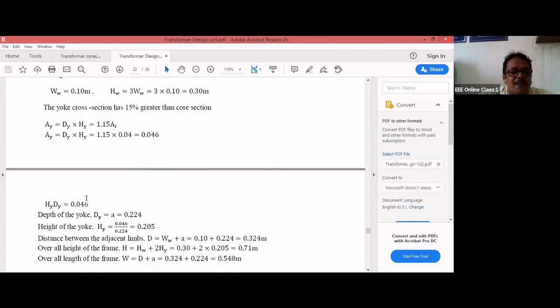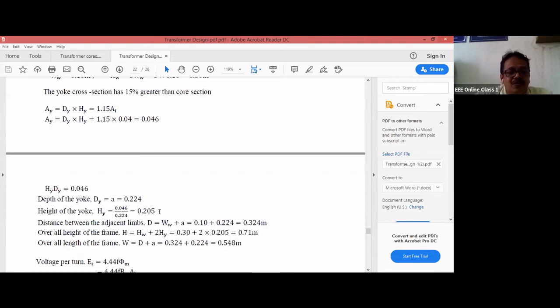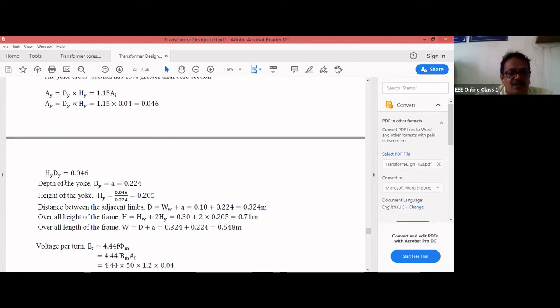So the area is got. Then the depth of the yoke. The depth of the yoke is nothing but Dy is equal to A, 0.024. And once you know the depth of the yoke, you can calculate the height of the yoke. So the depth of the yoke you know, and the height of the yoke you calculate.